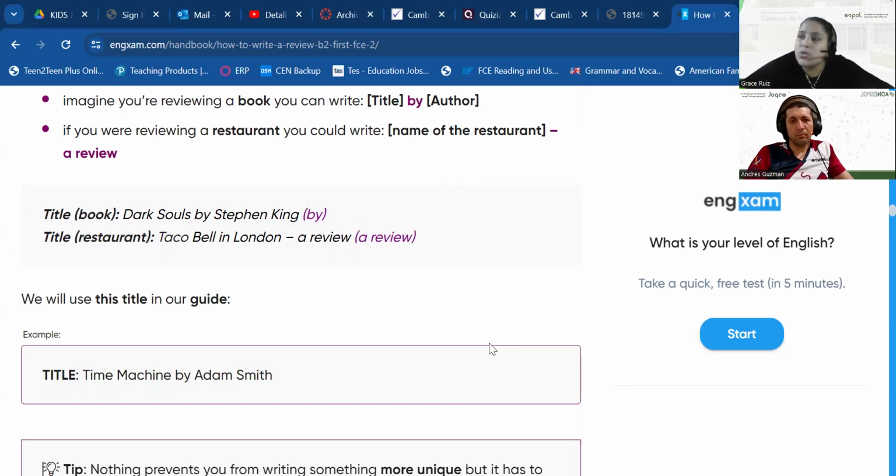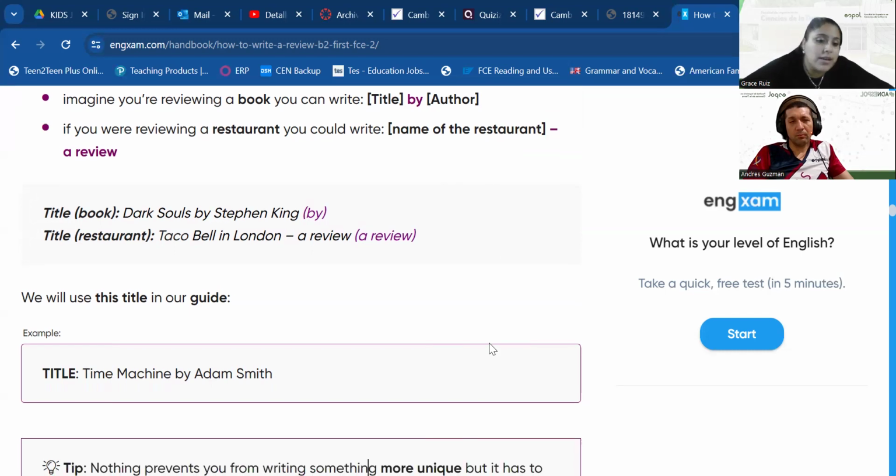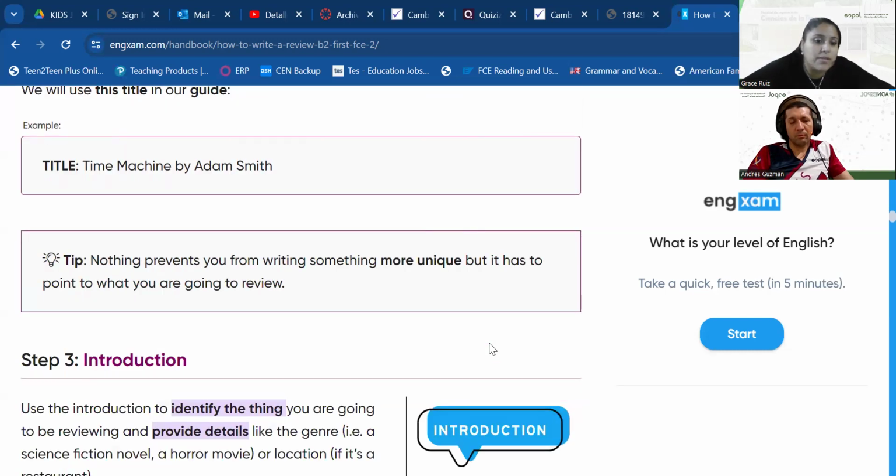What you really need to do is that the title cannot be very long either, because if it's too long, then it's boring and then people don't want to read it. Yeah, so that's something that we need to keep in mind. So nothing prevents you from writing something more unique, but it has to point to what you're going to review. So definitely it has to be understood that you are reviewing something.